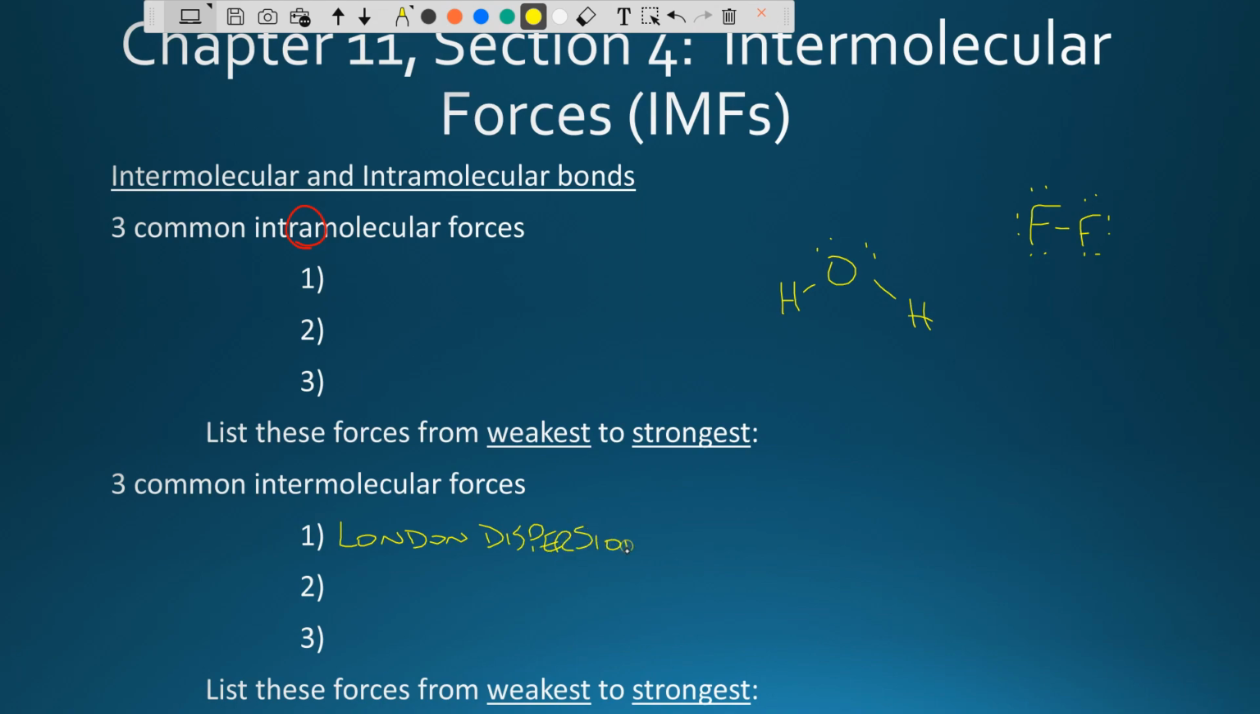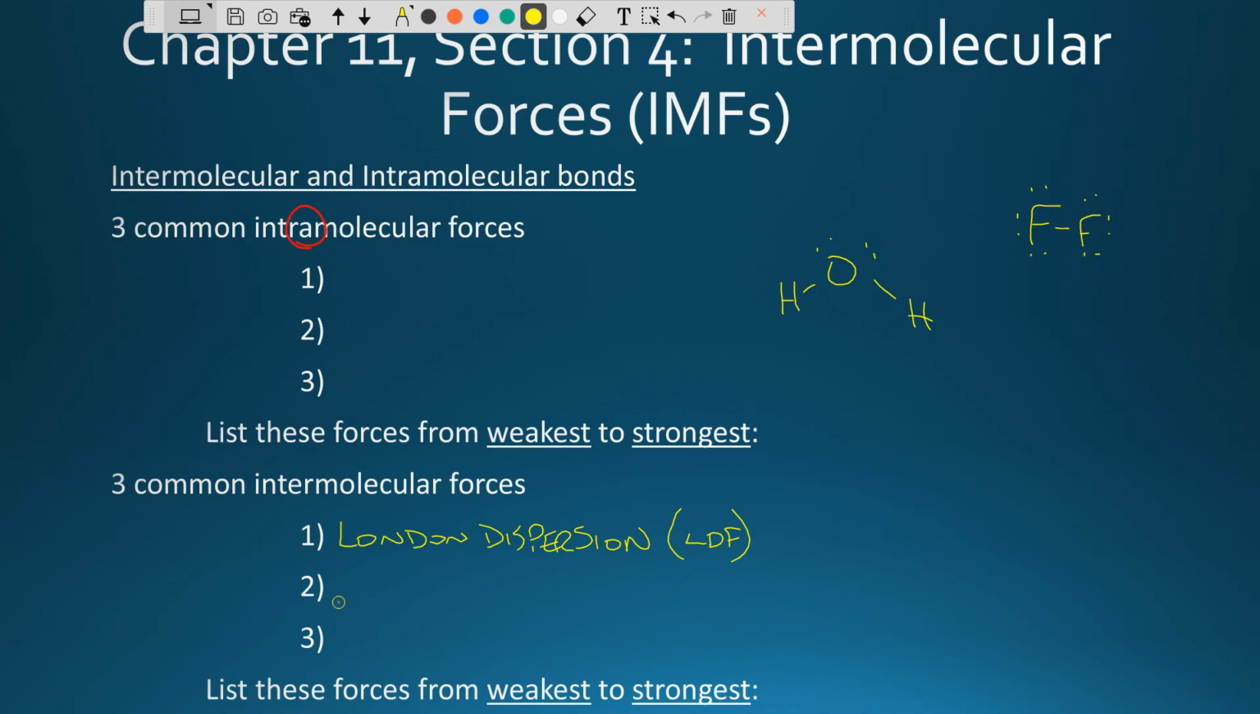London dispersion forces are not very strong. We can abbreviate that as LDFs, and every single molecule does at some point exhibit London dispersion forces. We could rank them according to their different strengths, and we'll take a look at that in the next slide.